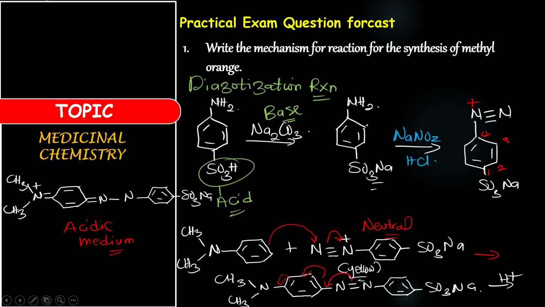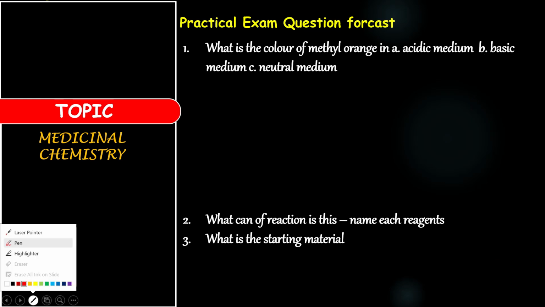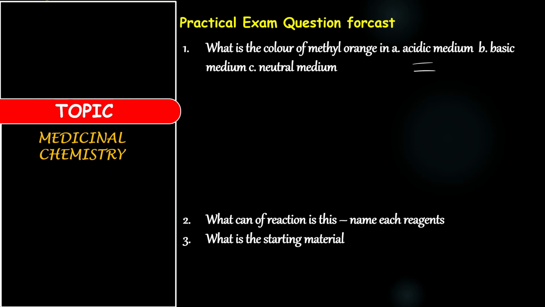So this is a potential question when they ask, what is the color of methyl orange in acidic media? What is the color of methyl orange in basic media? Alright. What is the color of methyl orange in acidic media? I've told you that in acidic media, methyl orange is red. In basic media and neutral medium, it is yellow. Alright.